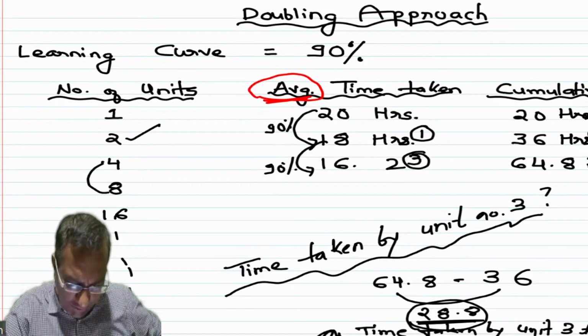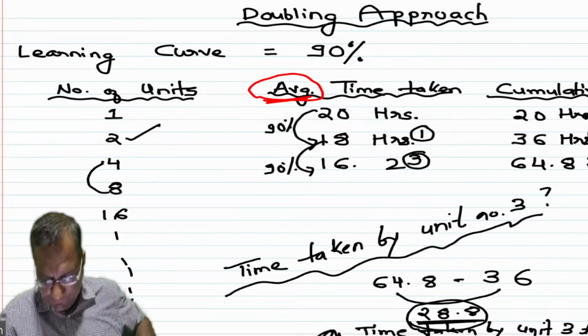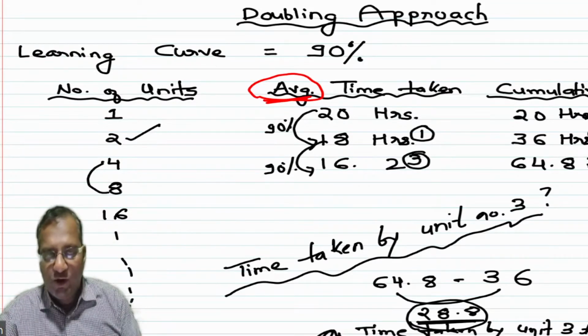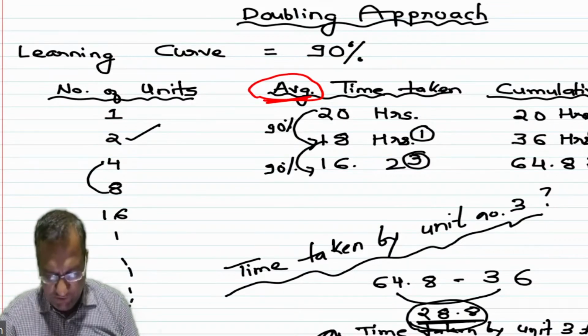Is it clear, beta? Any doubt in this concept of the doubling approach? Can we move further towards the formula approach? Yes or no? Please communicate.